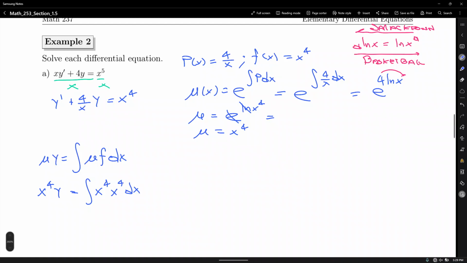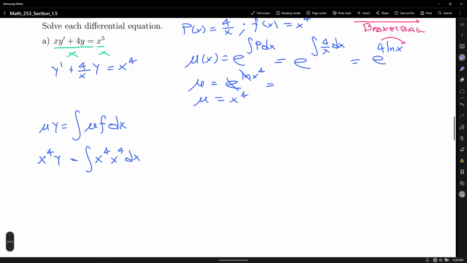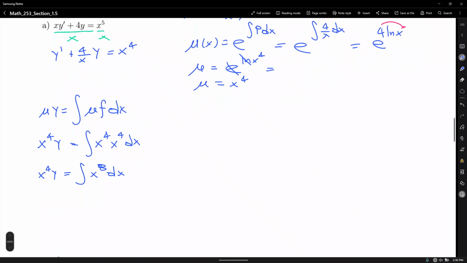Okay, and well, let's simplify this. That's x to the fourth times x to the fourth, so y equals the integral of x to the 8th power dx. Now evaluate the integral on the right-hand side. X to the fourth y equals x to the 9th over 9 plus c. Here is where we come up with the plus c.